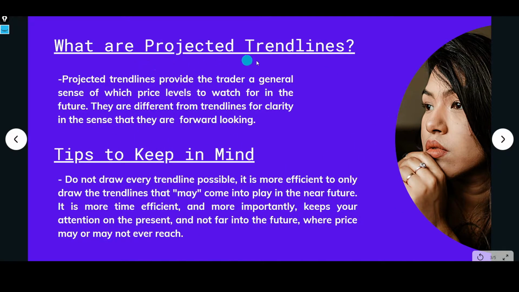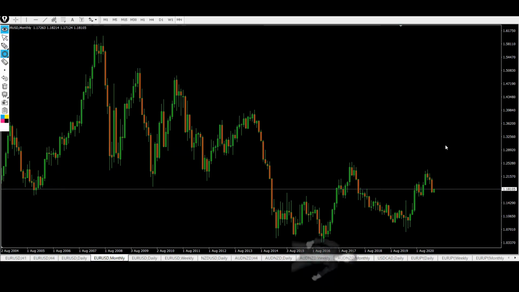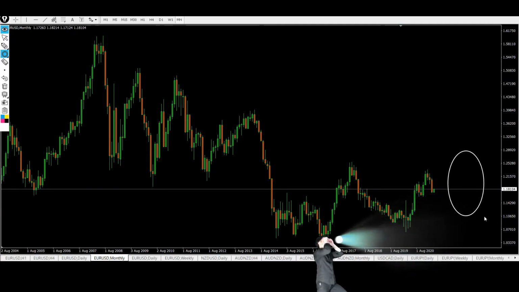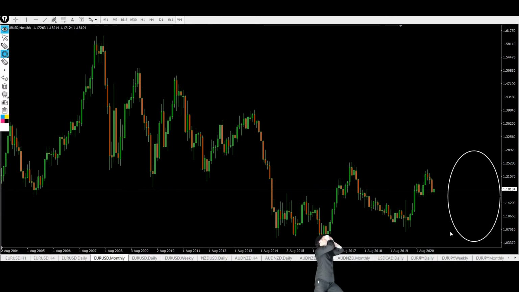Alright, what are projected trend lines? Projected trend lines provide the trader a general sense of which price levels to watch for in the future.